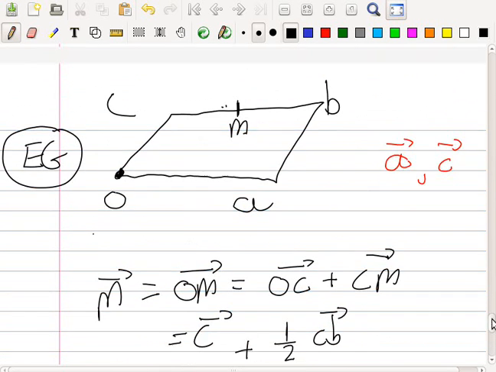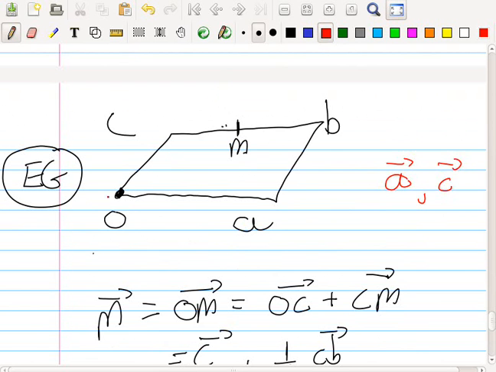Yeah. If you look back at the graph, OB equals OA plus AB, right? But what does OA equal? That's just A. Now what does AB equal? It equals OC if you look at the graph. They're parallel. It's a parallelogram. It's badly drawn, but it's a parallelogram, okay?